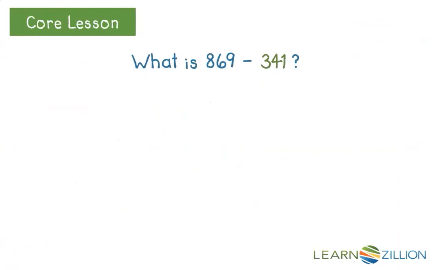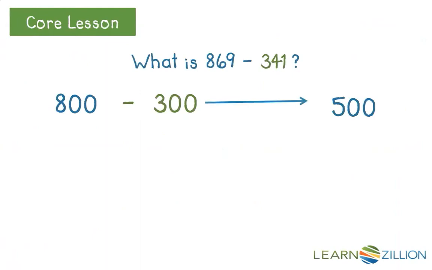So to find the answer or difference for 869 minus 341, I'm going to use expanded form. So I'm going to work with the values of each digit in both of the numbers. So I'll start with my biggest number, 869, because that's what I'm taking away from. So 869 has 8 in the hundreds place, so I'll start with 800. I'll take away 300 because there's a 3 in the hundreds place of 341. 800 minus 300 equals 500.